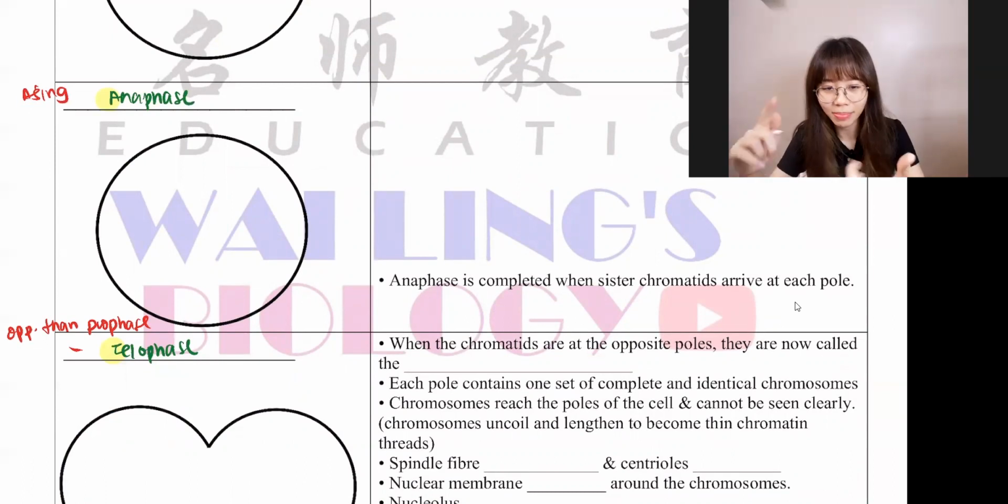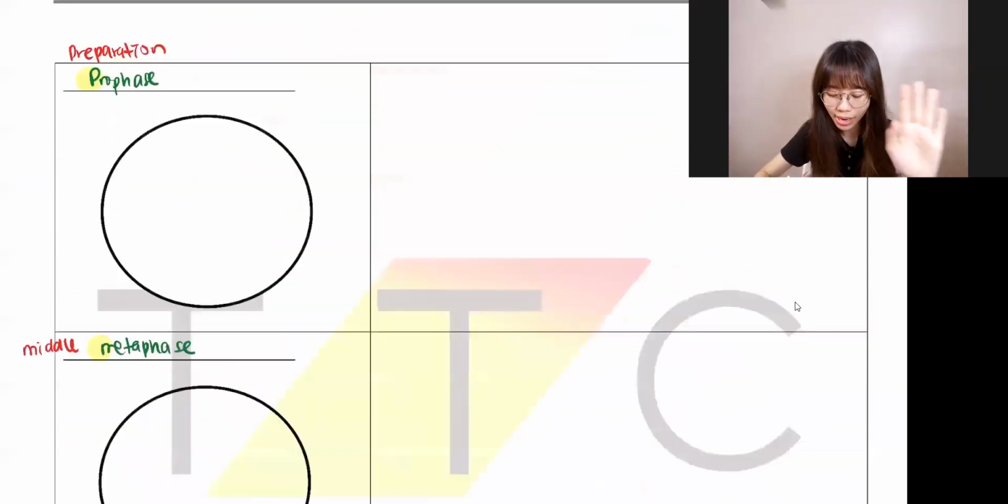No matter whether it is mitosis, meiosis 1 or meiosis 2, this is a general idea of how we remember PMAT. Prophase is a preparation phase. Everything started to get ready. Metaphase, they'll be in the middle. Anaphase, they are separated, okay? And then telophase is opposite than prophase. Okay, so these are the things that we can remember as a general idea.